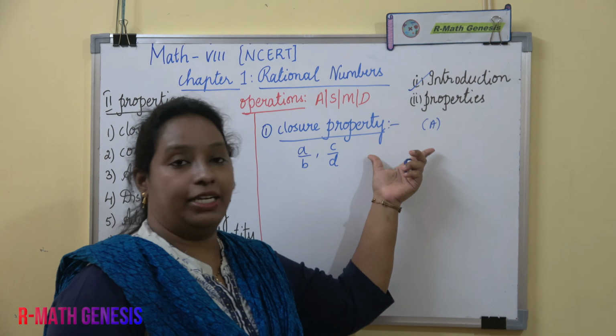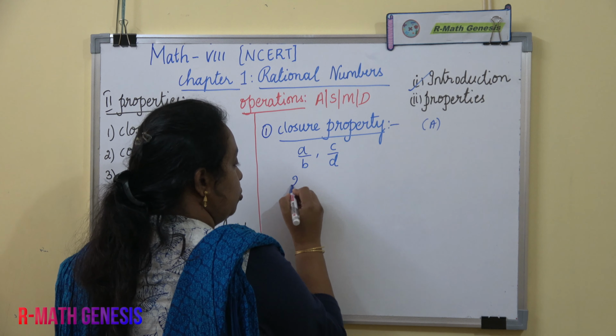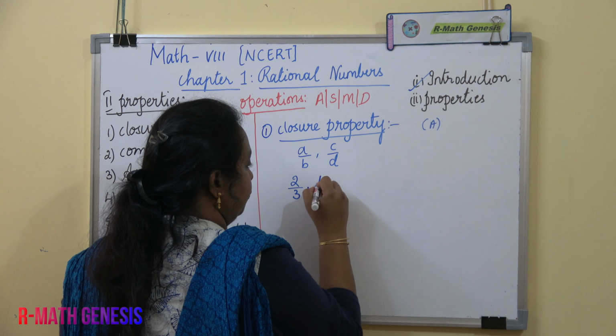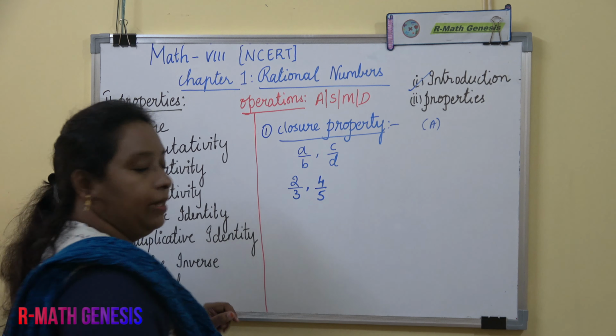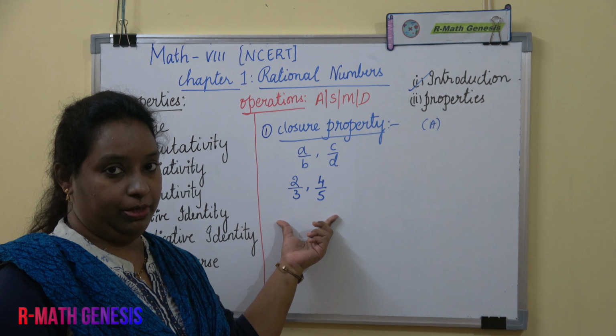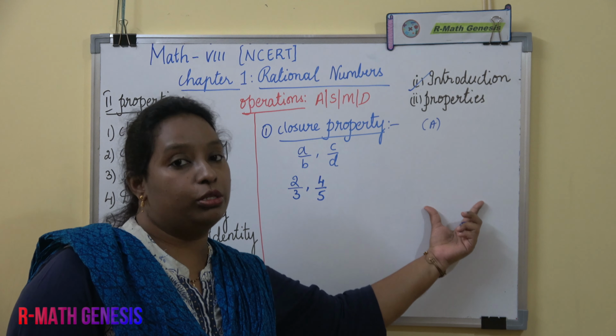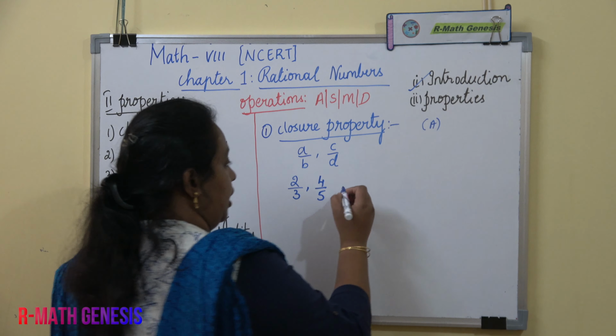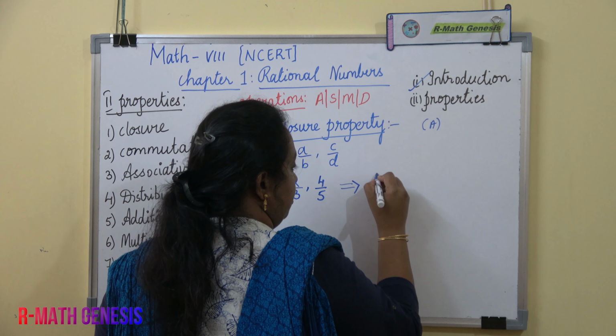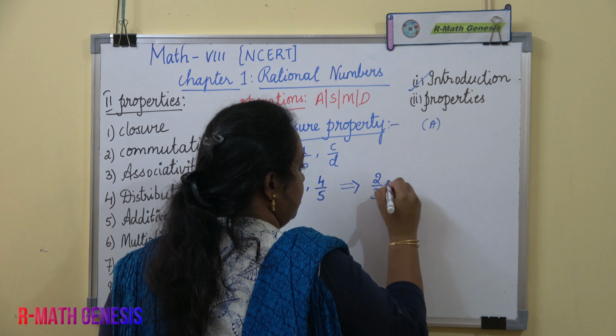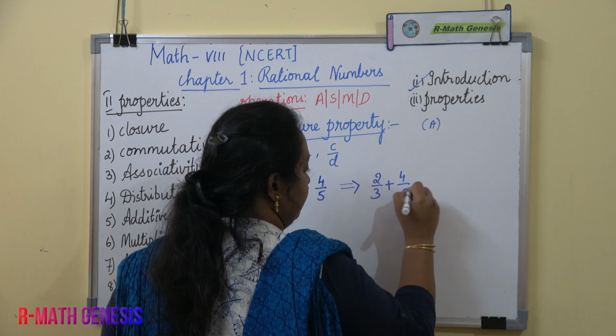Now what are these two? These two are rational numbers. In terms of addition, the sum of these two rational numbers should also be a rational number. For example, 2 by 3, 4 by 5. I have taken two rational numbers. What is the closure property? The sum of these two rational numbers should also be a rational number. So now we apply addition: 2 by 3 plus 4 by 5.